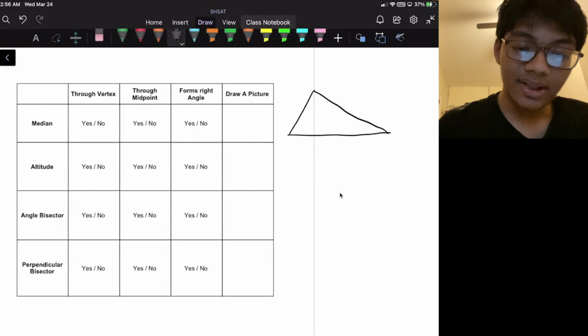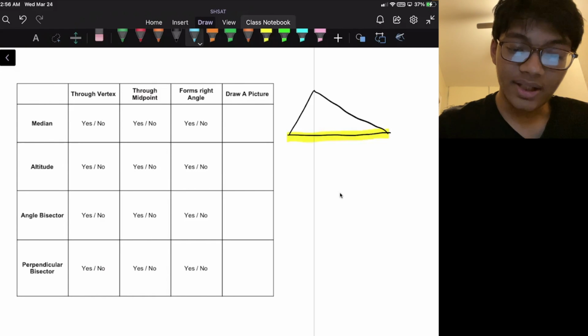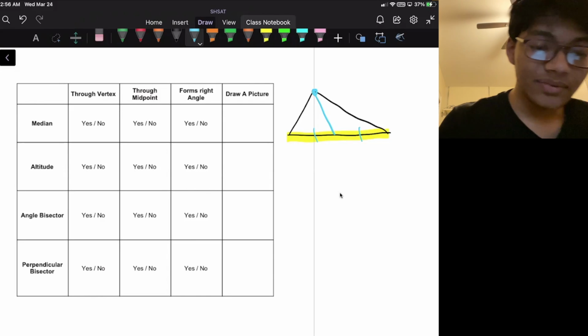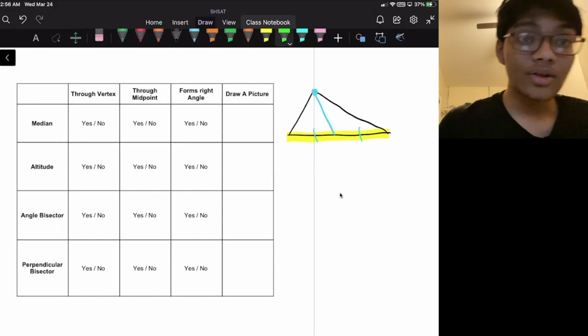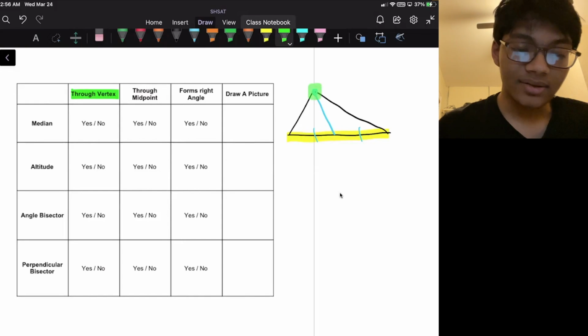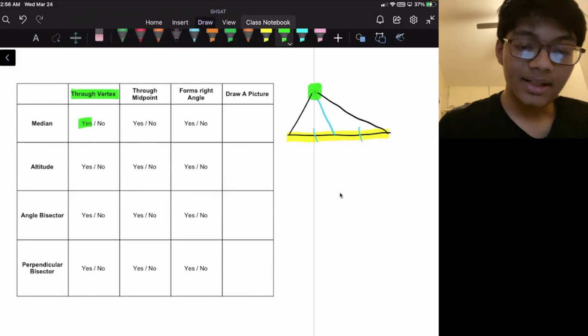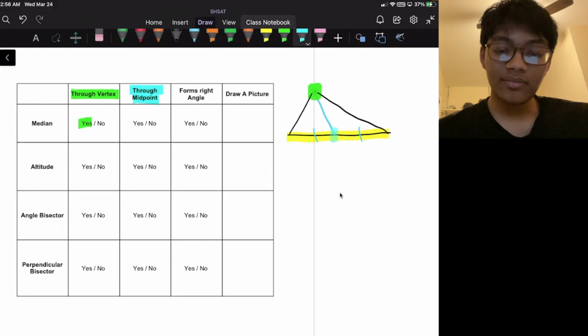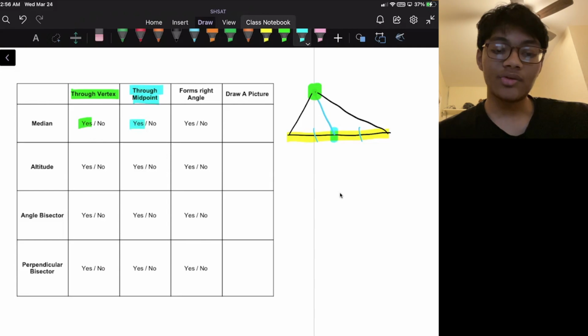And let's say I want the median for this side. So I'm going to start from a vertex and cut the other side in half. And so that's a median. That's it. So let's go step by step. Does my median pass through a vertex? Well, yeah, it started from here. So yes. Does my median go through a midpoint? Well, yeah, that's the whole point of a median. It goes through the middle of my side. So yes, it does go through a midpoint.